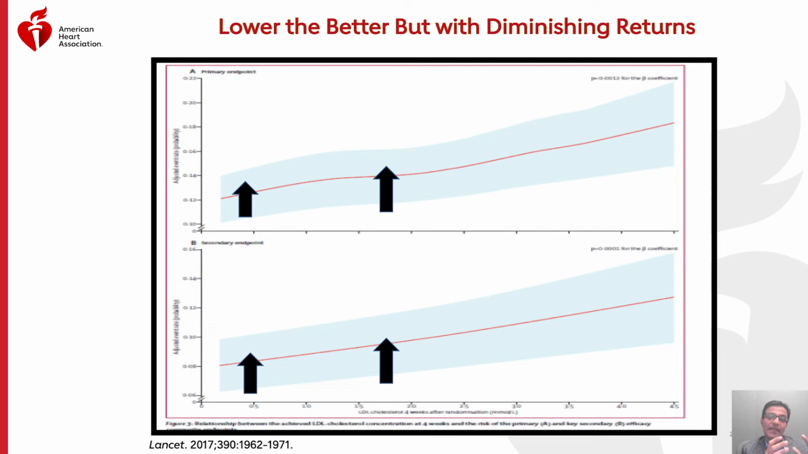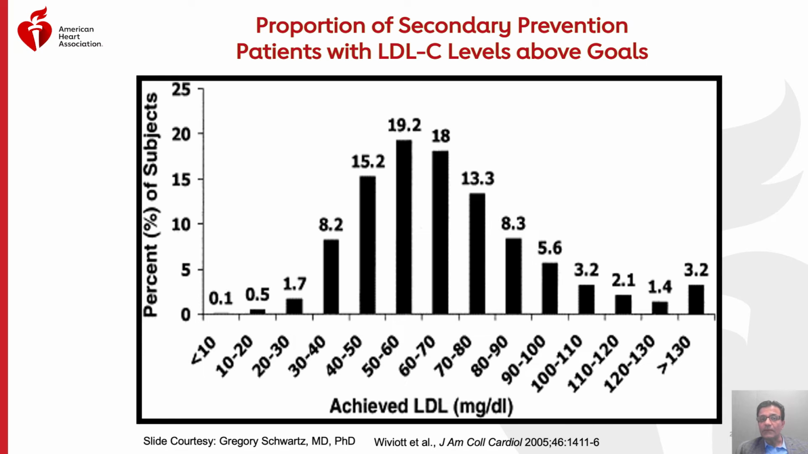So the US guidelines have taken a more practical approach: you drop these LDL cholesterol levels much lower in patients who are very high risk, because then you will derive much more benefit compared to an average patient, who will derive some benefit by dropping LDL cholesterol levels further, but it's not going to be as much as a very high risk patient. The other aspect is practical.